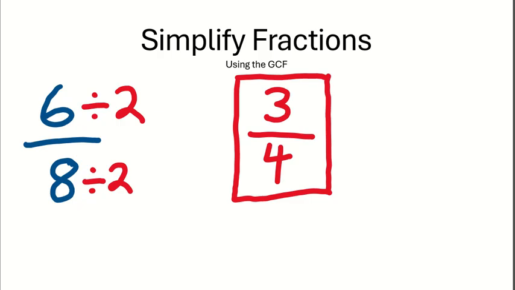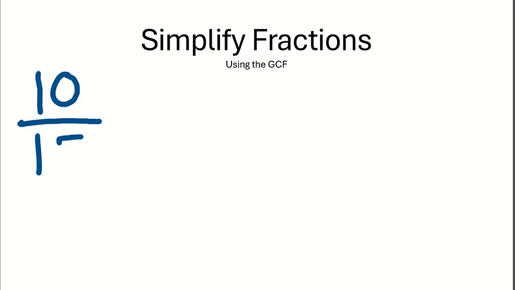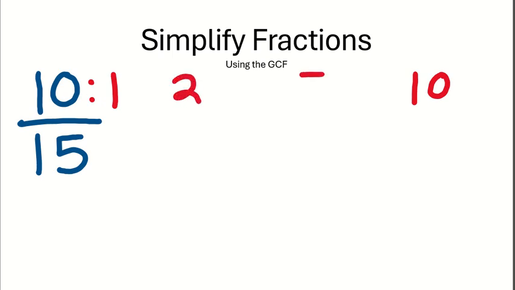So let's go ahead and try another fraction. What if I were to replace 6/8 with this particular fraction, 10/15? How would I simplify this using the greatest common factor? Well, first I would list the factors of 10 and then 15. So let's do 10 first. 1 times 10 is 10. And then 2 times 5 is 10. And those are all the factors of 10.